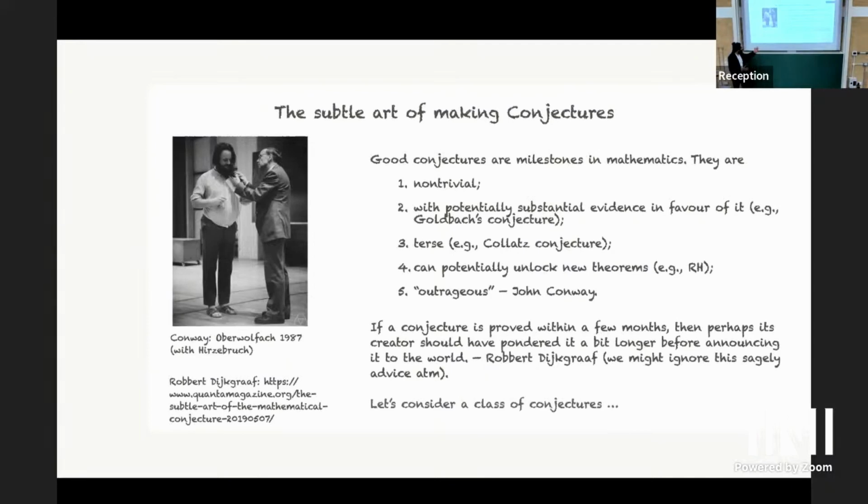Now, Dijkgraaf has a sort of warning for folks trying to make conjectures in mathematics, and says that if a conjecture is proved within a few months, then perhaps its creator should have waited a bit longer before announcing it to the world. And we will absolutely ignore this sage advice for the following reason.